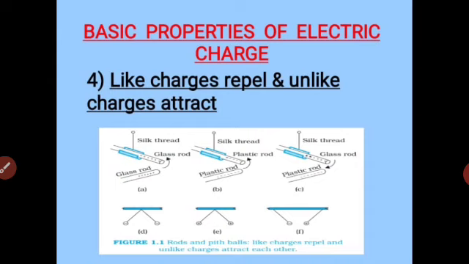The third diagram has a positively charged glass rod hung from the support using a silk thread. When we bring a negatively charged plastic rod towards this, we will see the glass rod gets attracted towards the plastic rod. This is because the glass has a positive charge and plastic has a negative charge. Unlike charges attract each other, thus we see the rods move towards each other.